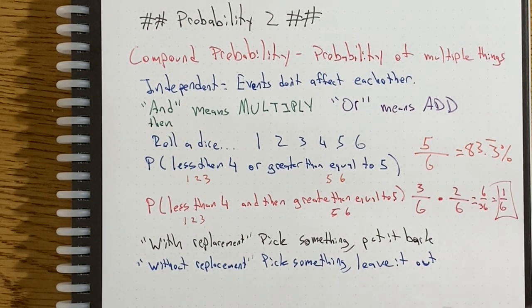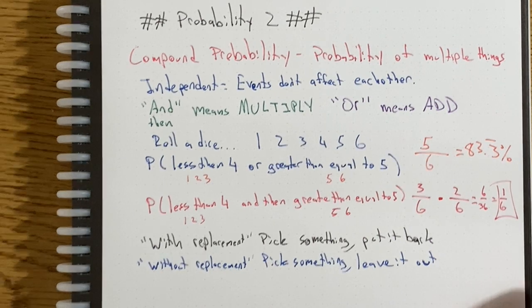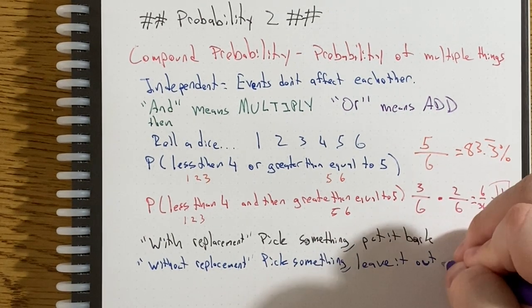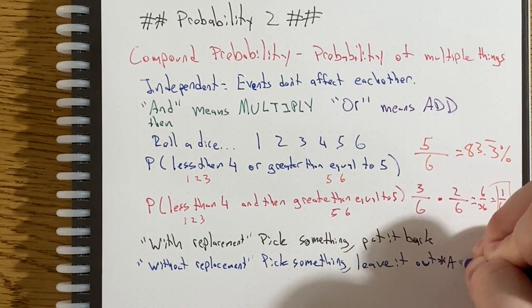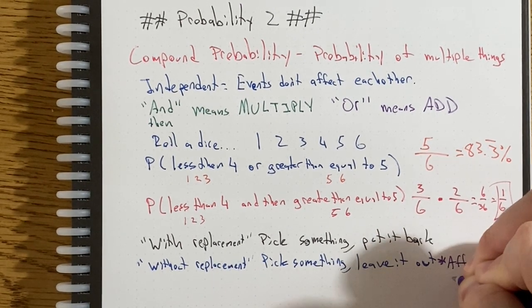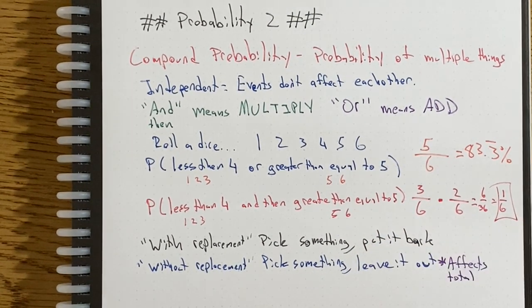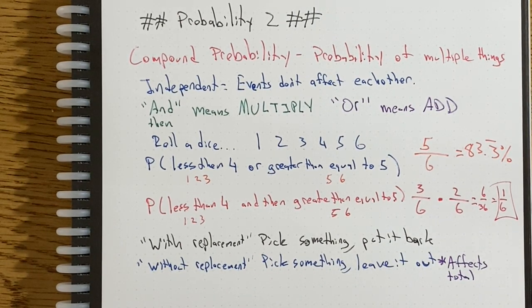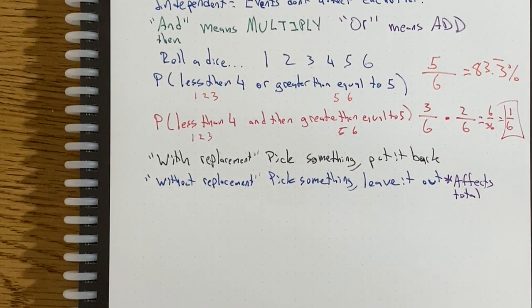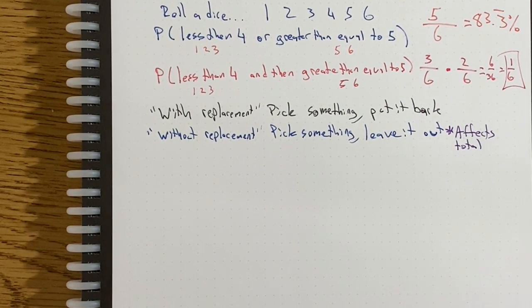So without replacement, the important thing is this one affects the total. So it'll change how many different things there are. So just be careful that you're making sure that there's replacement, with replacement, without replacement.